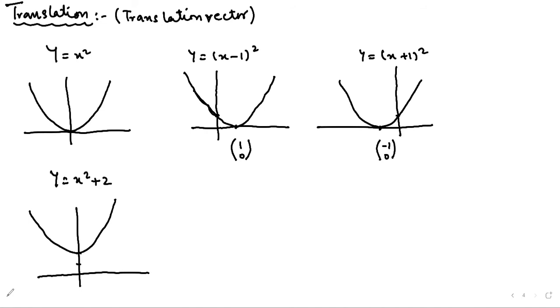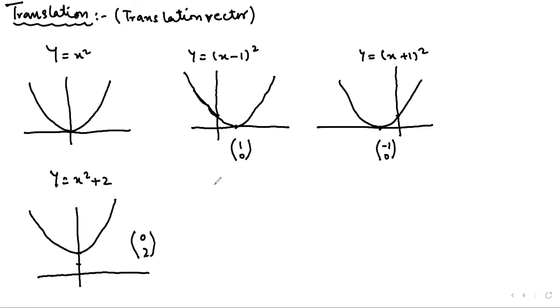Is there any change in the x coordinate? No, sir. Okay. So what should be the column vector for this one? 0, 2. Good. This one is 0, 2.